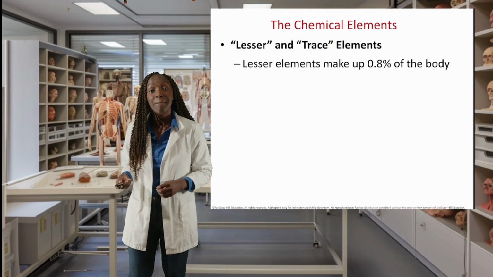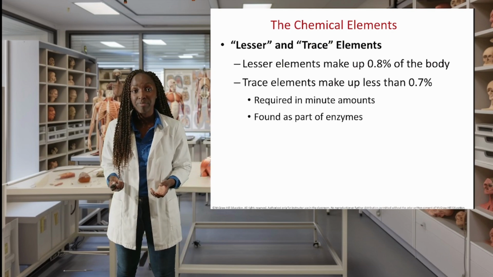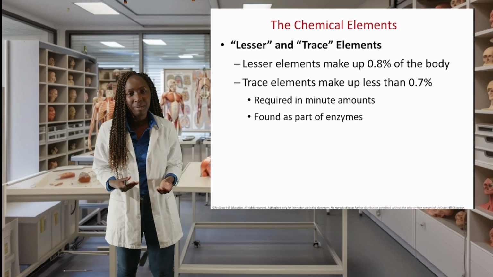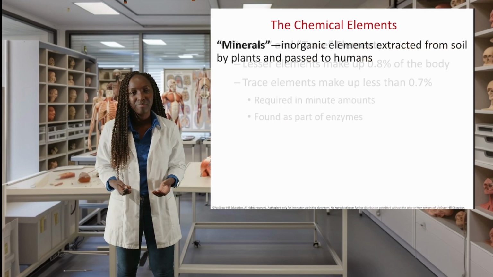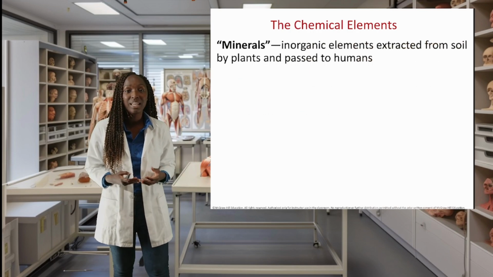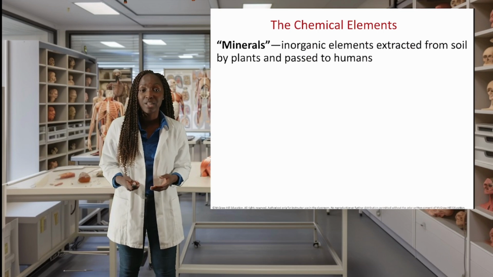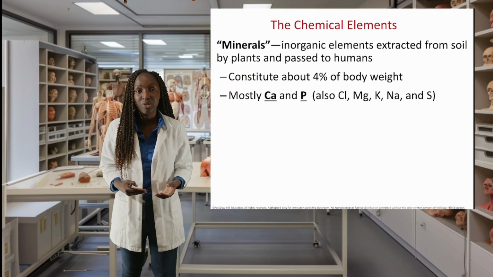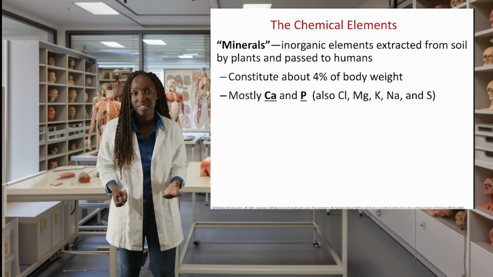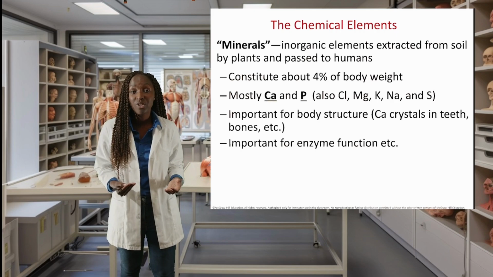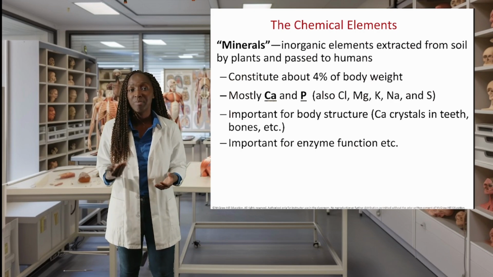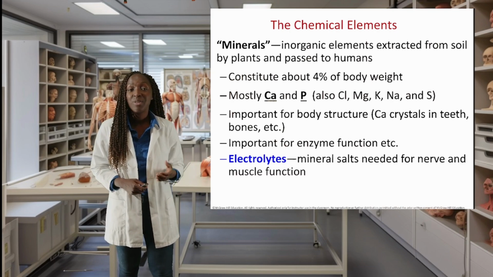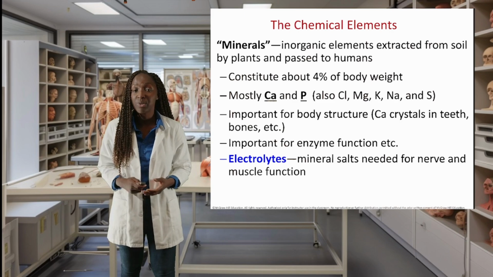The lesser elements make up about 0.8% of the body, whereas the trace elements make up less than 0.7%. And these are required in minute amounts and are found as part of enzymes. Our minerals are inorganic elements that are extracted from soil by plants and passed to humans. They make up about 4% of the body weight. It's mostly calcium and phosphorus, but we do have other minerals in the body like magnesium. These are important for body structure and enzyme function. We find calcium in crystals in the teeth or calcium in the bones. And we have electrolytes, the mineral salts that are needed for nerve and muscle function that we'll learn about later in the semester.